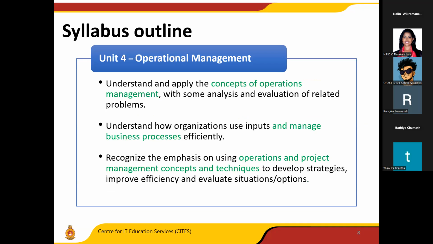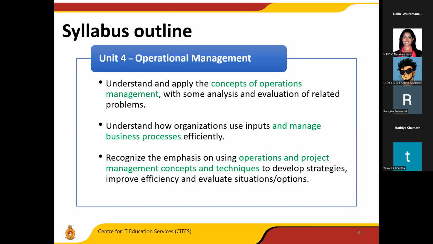In unit 4, we discuss operations management. In this unit, we cover the concepts of operations management, various business processes, and project management concepts and techniques.